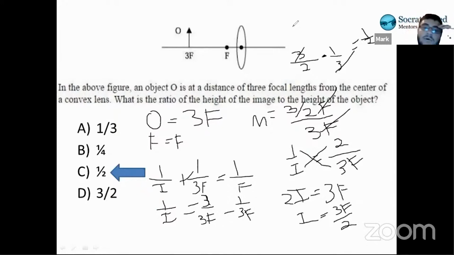But if you have the time, think, what do you know? Well, you know what O is. It's equal to 3F, and you know obviously F is equal to F, right? And I told you there's 3 main variables to any lens mirror problem. There's 3 main variables and 1 main equation, right? You know 2 of those 3 variables. That means you can find the 3rd variable, which is I. Okay.